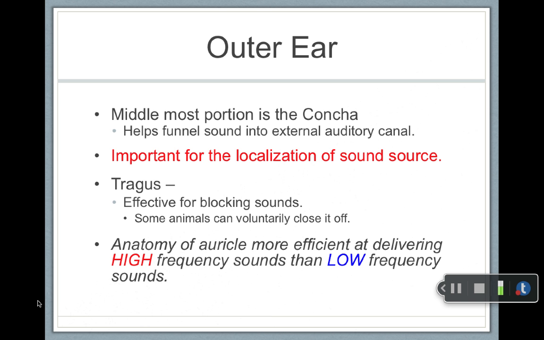So our auricles and our ear canals are shaped to better transfer high frequency speech sounds to the tympanic membrane than low frequency sounds.